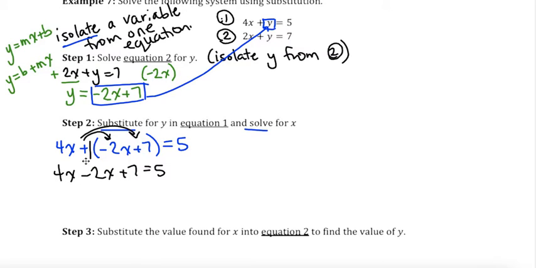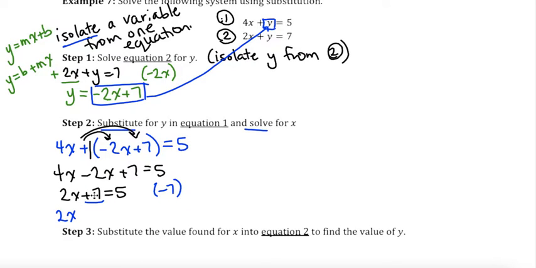I'm going to collect my like terms. 4x minus 2x is 2x. 2x plus 7 equals 5. Now I want to solve for my x by getting rid of the constant term first. So I'm getting rid of the plus 7. The opposite of adding 7 is subtracting 7 from both sides.